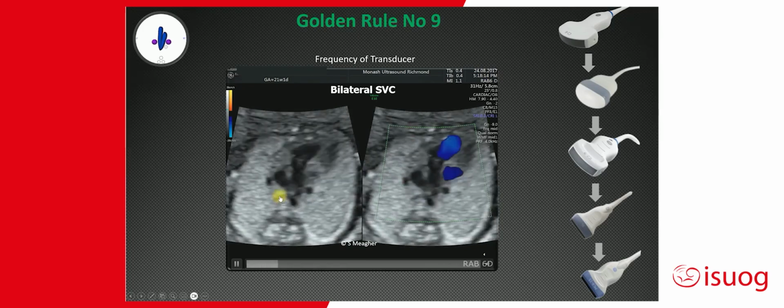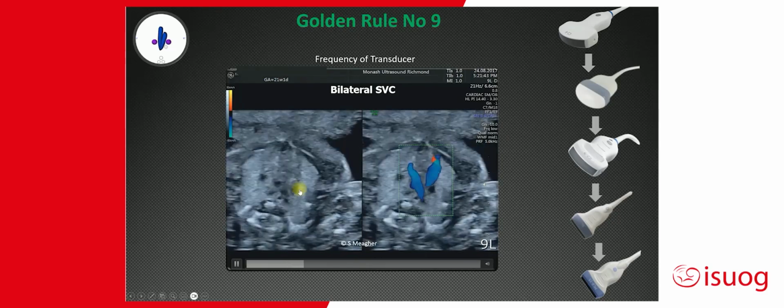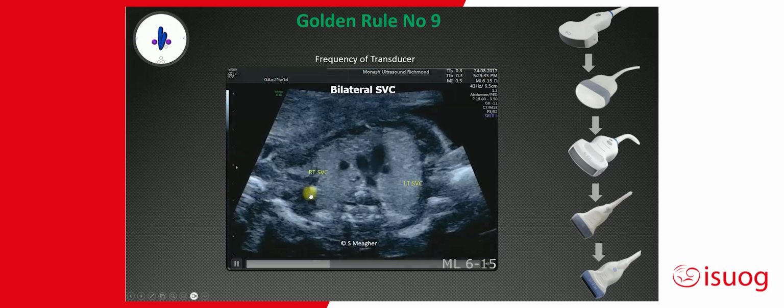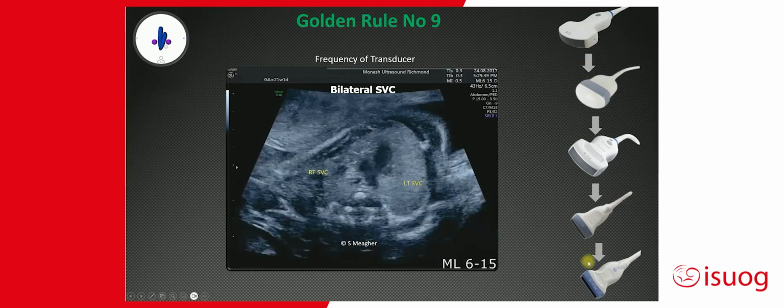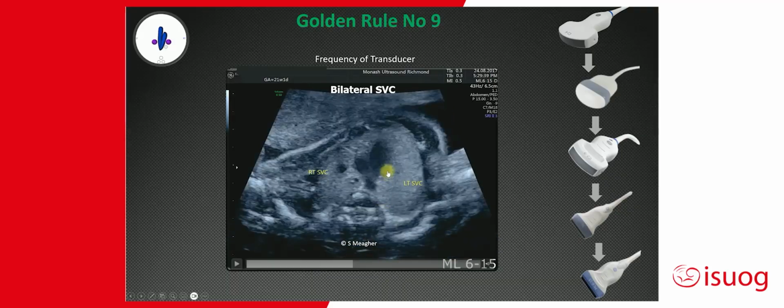The vessel closest to the trachea is the transverse aortic arch, and this is the persistent left SVC because that has to be the pulmonary artery. There should be no vessel beside the pulmonary artery. What do I do? I go to a higher frequency transducer, so I'm moving all the way down in my frequencies to the highest here. And now I'm seeing a very nice image of a persistent left SVC here.